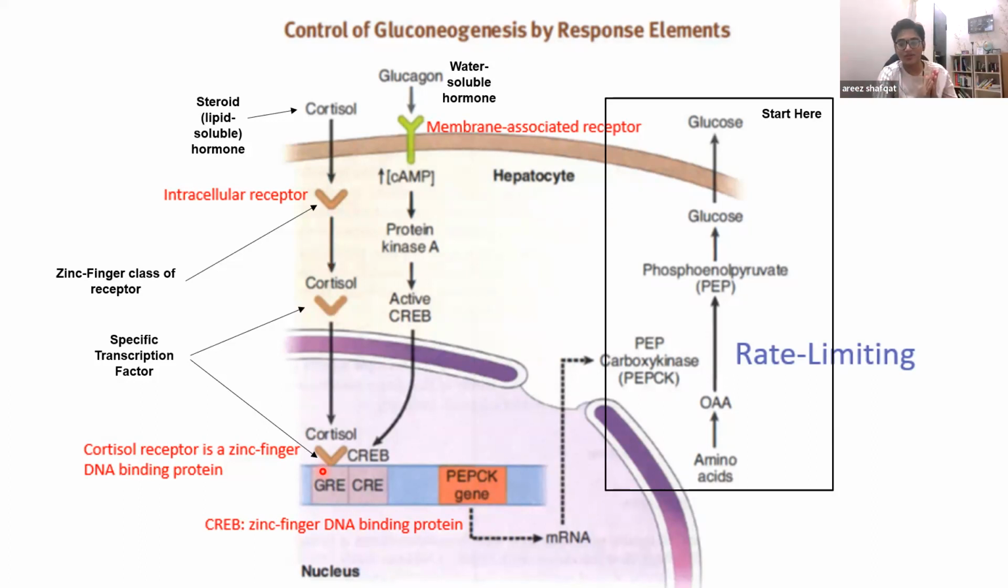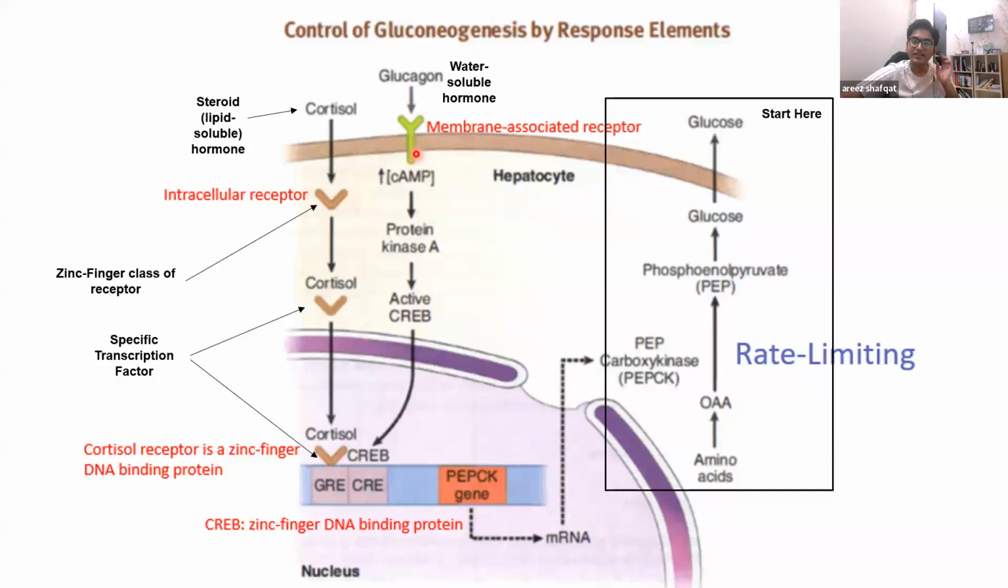And there are many, many steroid hormones in the body. Testosterone is a steroid hormone. Estrogen is a steroid hormone. Aldosterone is a steroid hormone. All of them work through this same mechanism of passing through the cell membrane, binding to their intracellular receptor, activating zinc fingers, modifying gene expression.